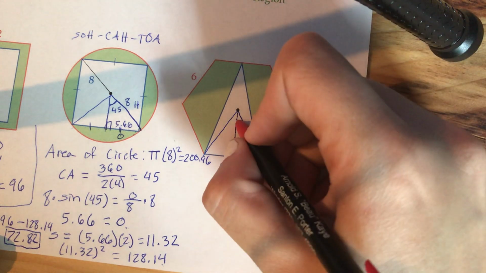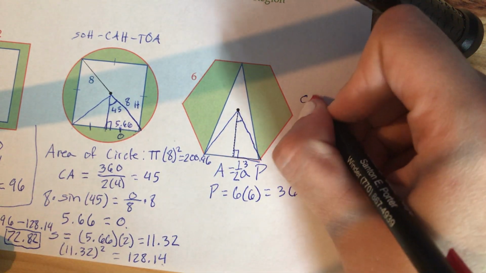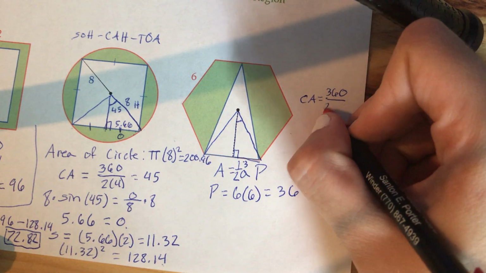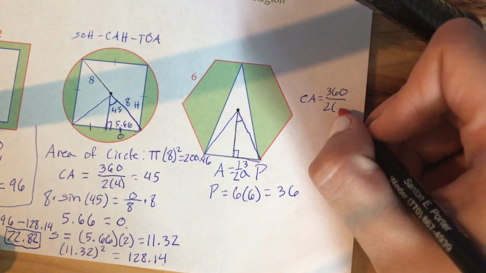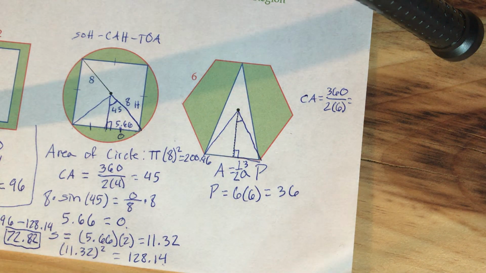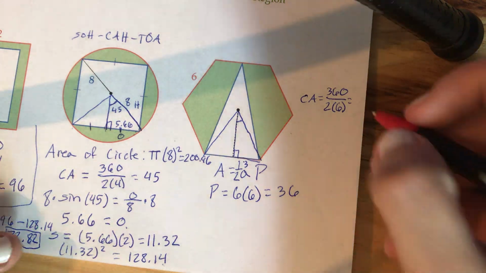And then I need to be able to find this central angle. So my central angle should be 360 divided by 2 times however many sides, which we already said we have 6 sides. Okay, so 360 divided by 12 should be 30.